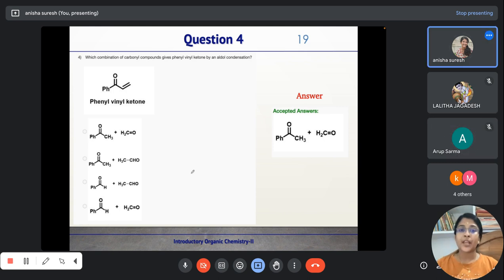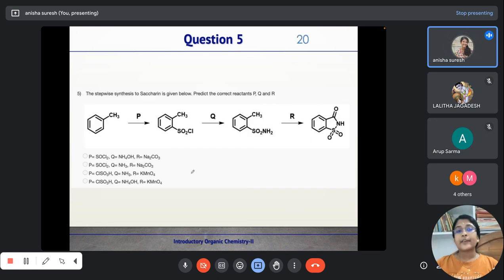Okay, clear, ma'am. Now coming to question number 5, the stepwise synthesis to saccharin is given below. Predict the correct reactants P, Q and R. So here they have given toluene with some reagent. It will undergo this sulfonylation. Then it will react with something and lead to formation of SO2NH2 by replacing the Cl. Then some oxidation will be taking place because this CH3 is converted into an acid, and then this amine will combine with that acid, leading to formation of this amide bond. So what will be the reactants P, Q and R?